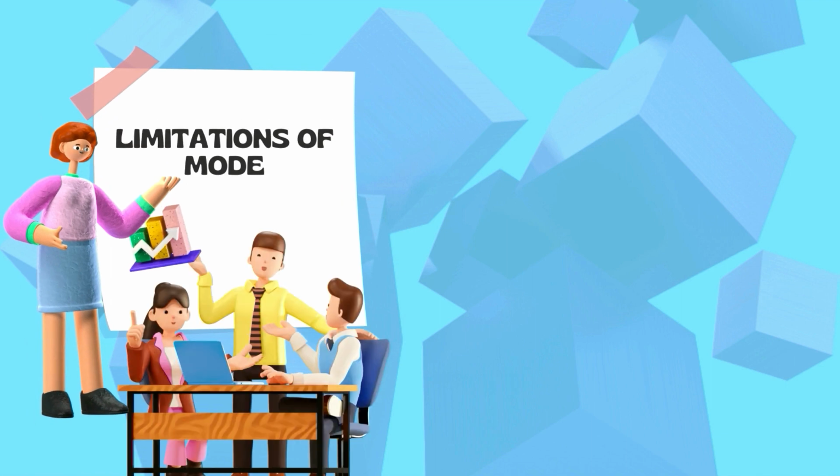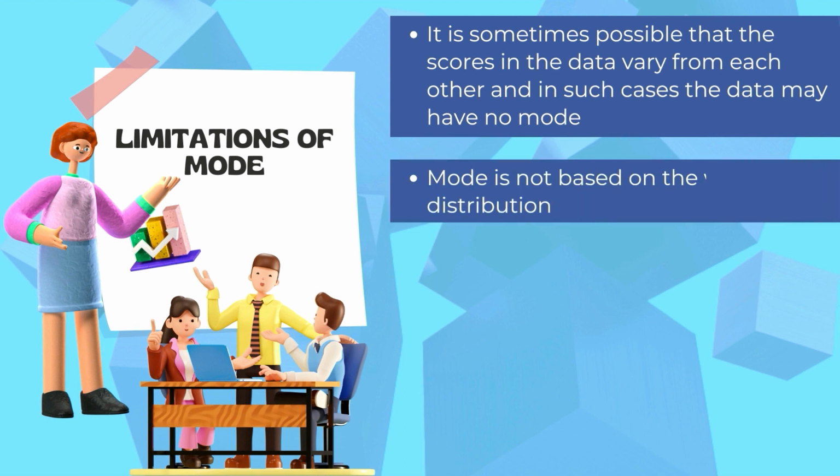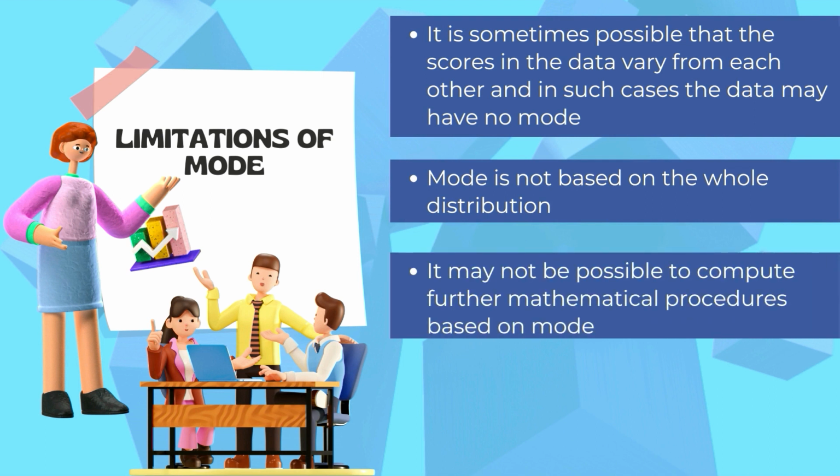As far as the limitations of the mode are concerned, it is sometimes possible that the scores in the data vary from each other, and in such cases the data may not have any mode. If all the data are different from each other, there would be no mode, and this is a kind of limitation. You can't calculate the mode. The mode is not based on the whole distribution, it is based on the most frequently occurring data. It may not be possible to carry out further mathematical procedures based on the mode, because it limits the calculation, as it is based only on the most frequent data.